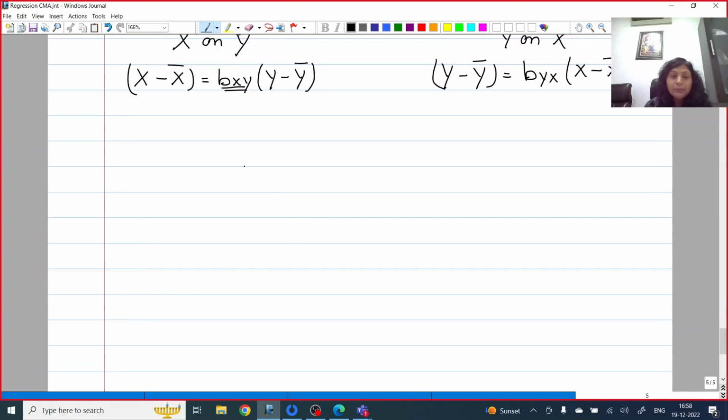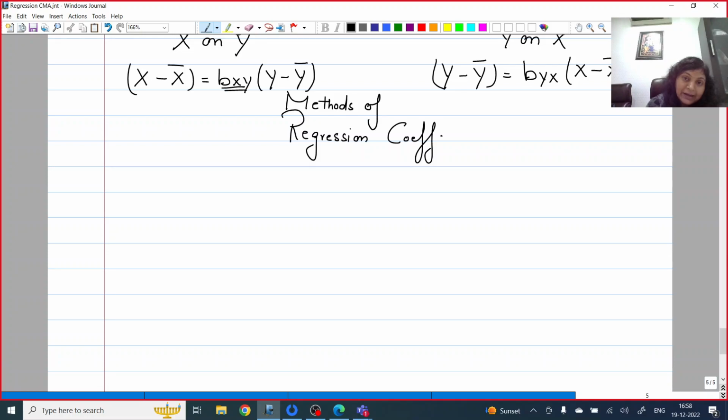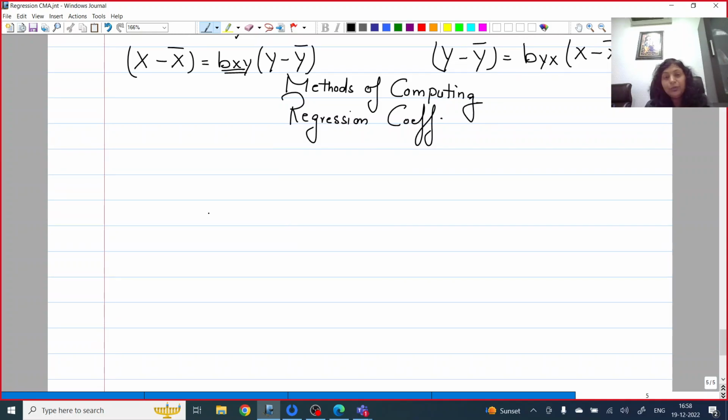Now most important is how we can find out regression coefficients. So we have various methods of computing regression coefficient. As we have discussed various methods in computing correlation, same methods we can use in computing regression coefficients. I have already told you that there are two series. One is ungrouped series and second is grouped series.